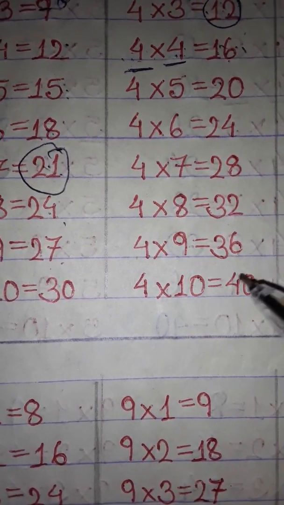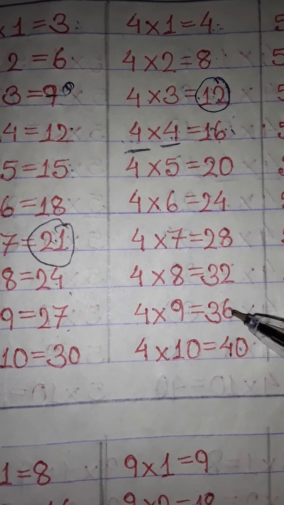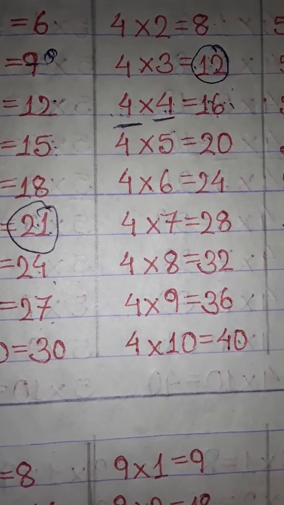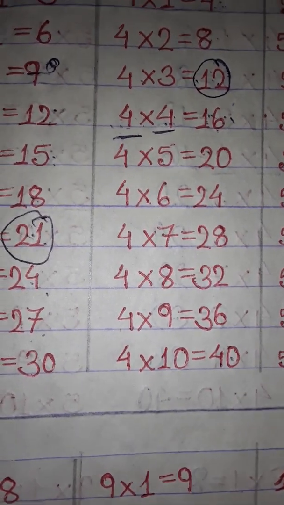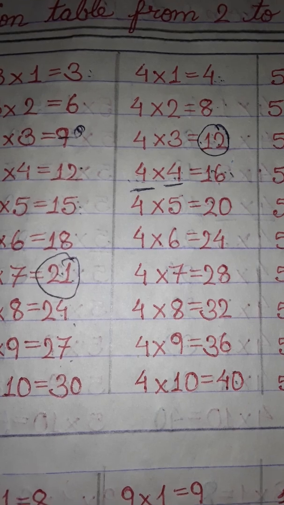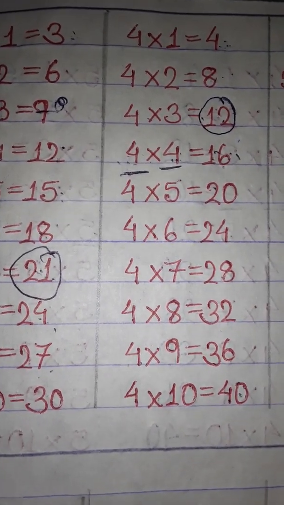Now the next one is 4 into 10 is equal to 40. For this also you can add 36 plus 4. We will easily get the answer as 40. And now I am going to the multiplication table of 5. So please do not skip the video.